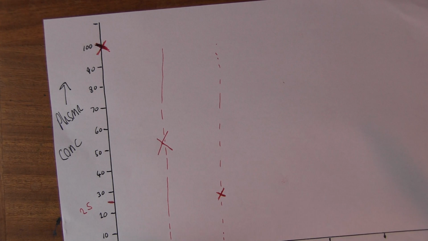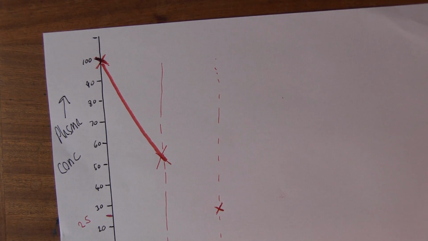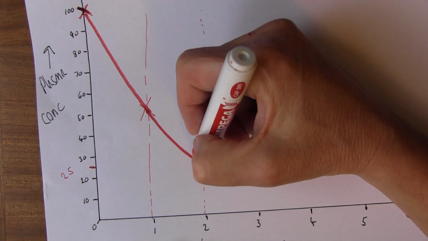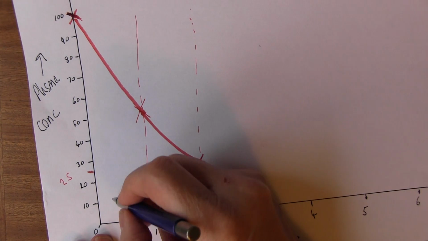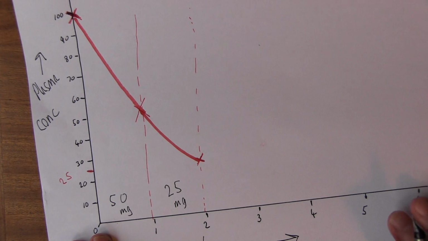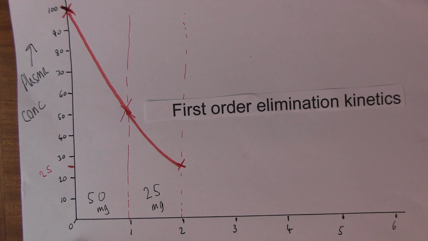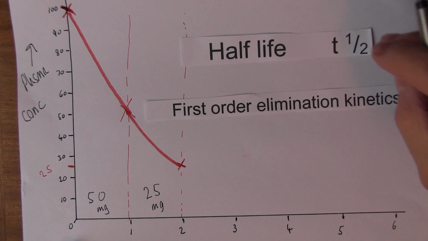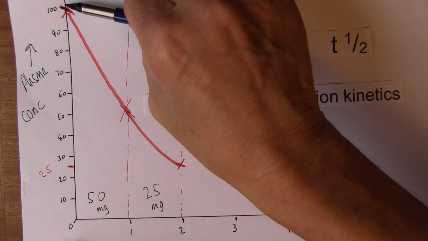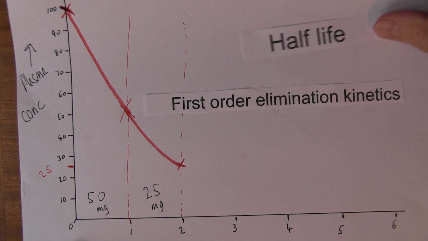So interestingly, what this means is in the first half-life period, the body was able to eliminate 50 milligrams of drug. In the second half-life period, it only eliminated 25 milligrams of drug. Because with first order elimination kinetics, when we're thinking about half-life, the proportion of drug eliminated is proportional to the concentration. So when the concentration of the drug is higher, more will be eliminated. This is first order elimination kinetics.